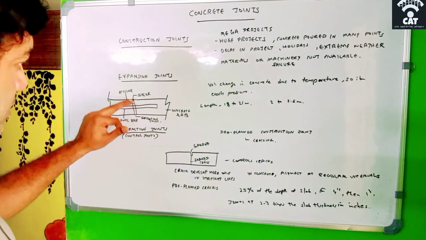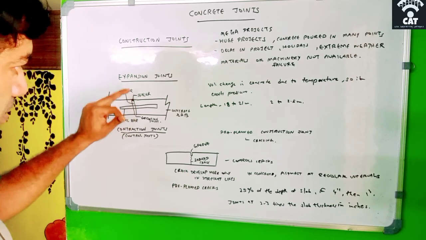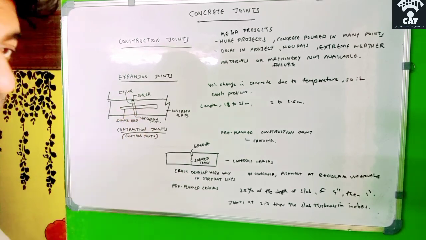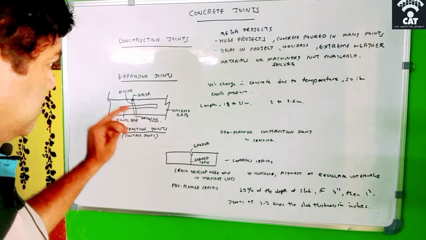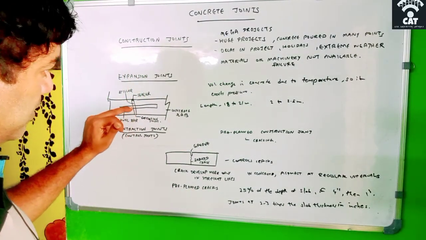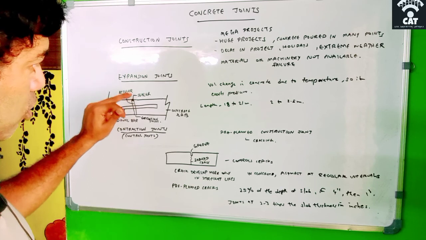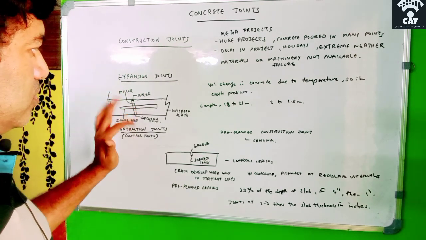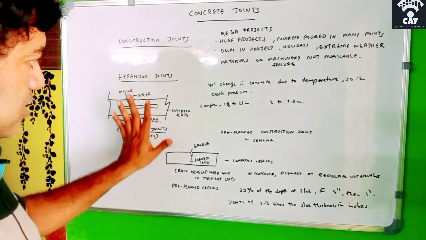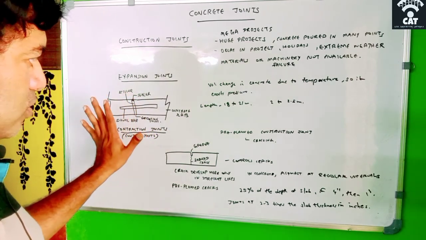Okay, so in between is the gap, and this is the dowel. The dowel is the bar which connects these two slabs, and inside this gap we will put some filler, and on top of it will be closed by a sealer. Okay, so this is the section drawing of an expansion joint.